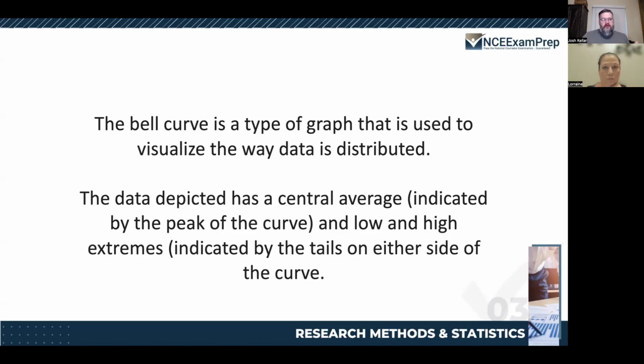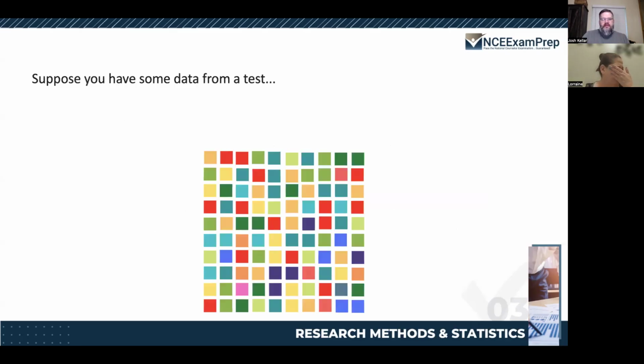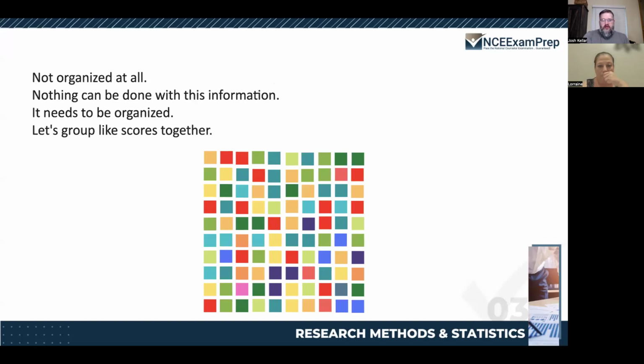Okay, so in order to better understand what this means as far as the data being depicted, suppose you have some data from a test. Each one of these little squares represents one test taker's score. And you'll see why I'm just using colors here in just a minute. But here I've got 100 squares of varying colors. It's not organized at all. There's not a whole lot that can be done with this information.